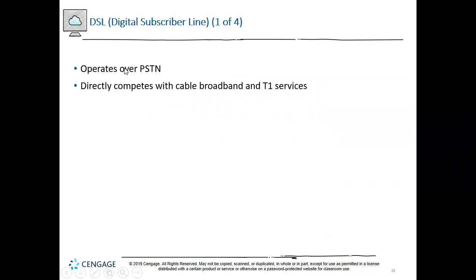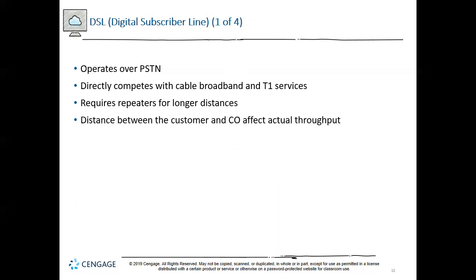Digital subscriber line is what operates over the public switched network. So how this is going to have to work is we're going to use our protocols. It's not just about the actual connection. And so we're going to use packet switching, that type of thing. It competes with cable broadband and T1 services, and requires repeaters for longer distances.